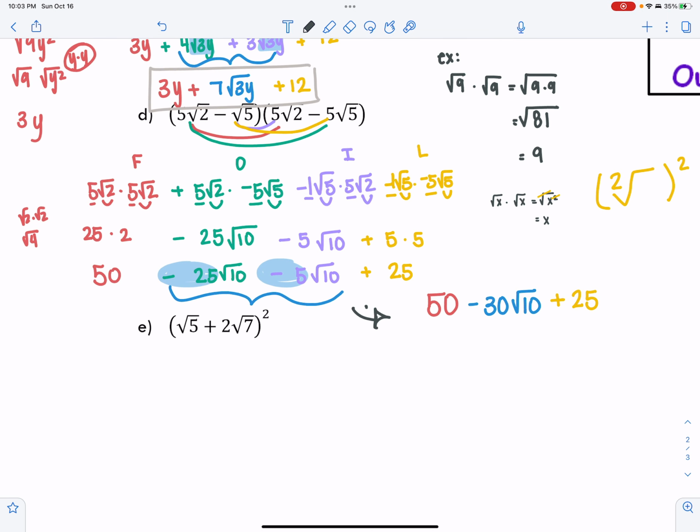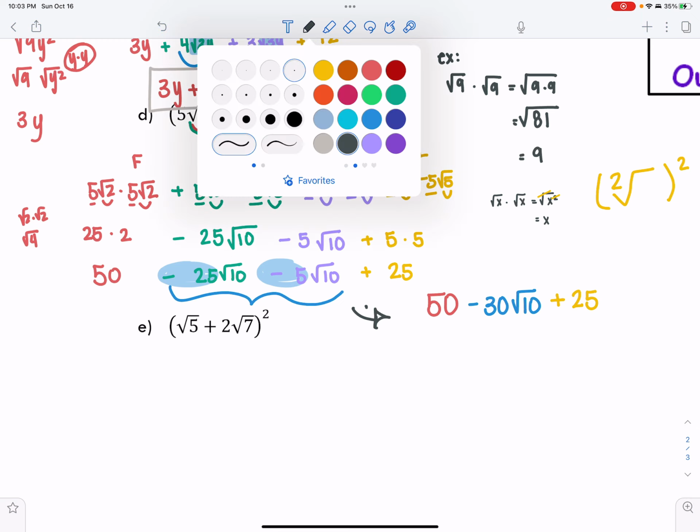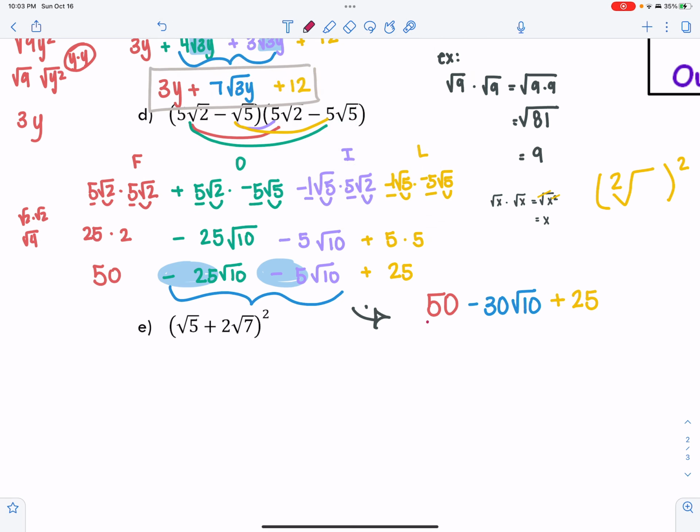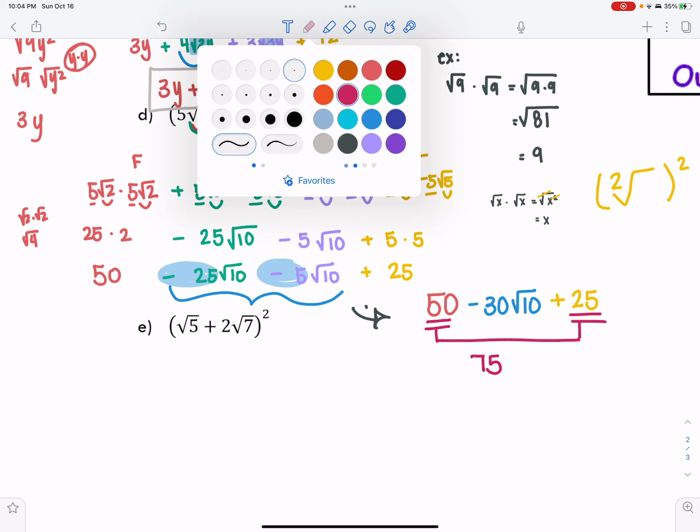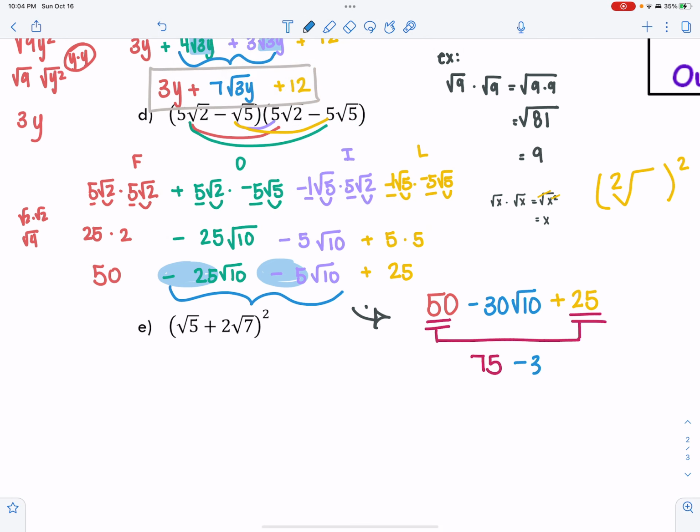Now, one more thing that gets commonly forgotten, I have like terms with these numbers, which is the first time we're seeing it. 50 and 25 combine to give me 75 minus 30 square root 10. Final answer, all the way simplified. Everything is nice and simplified. All right.